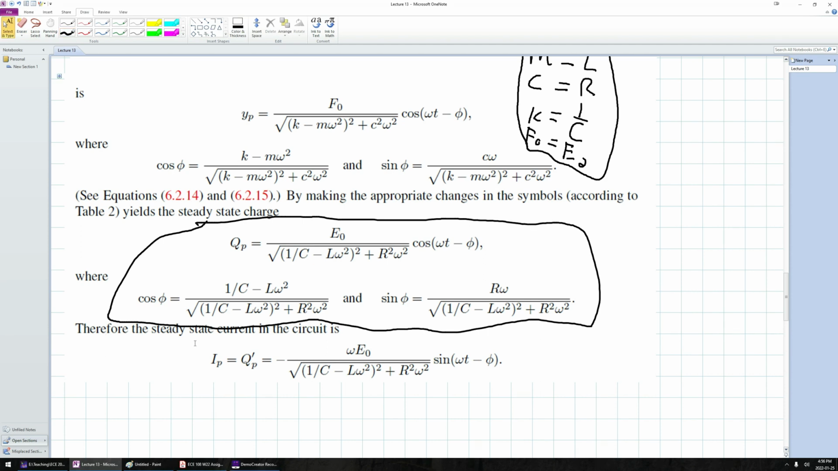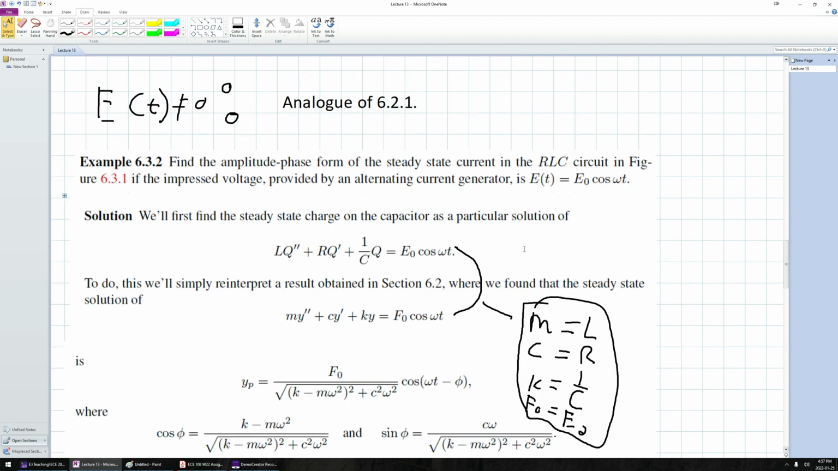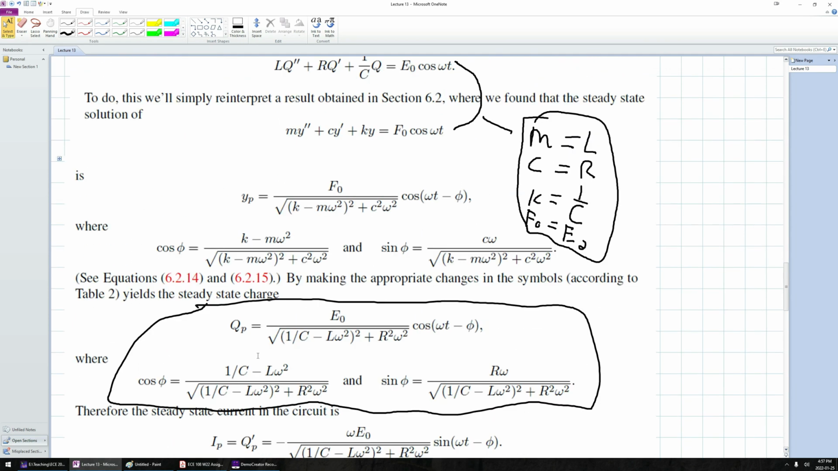And from here, if I want to actually compute the steady state current, what I need to do is differentiate Q, which is readily done, and then that's going to be my steady state current. And again, this will be my steady state current because no matter what the initial conditions are, when I solve the homogeneous equation and get those particular functions, those will decay exponentially in time to 0. So no matter what initial condition I have, the impact of those again goes to 0.